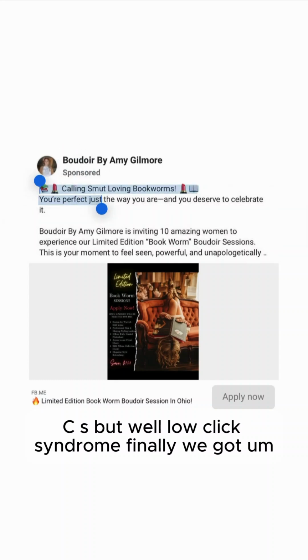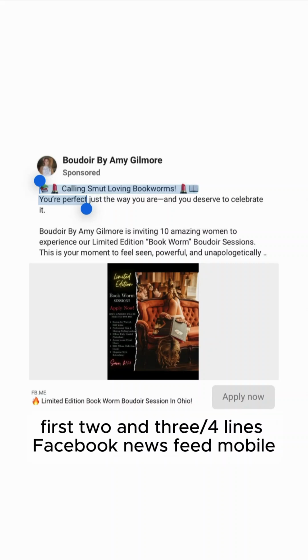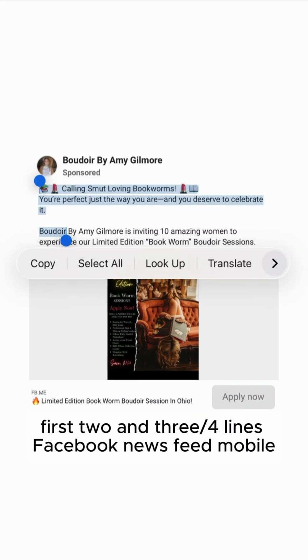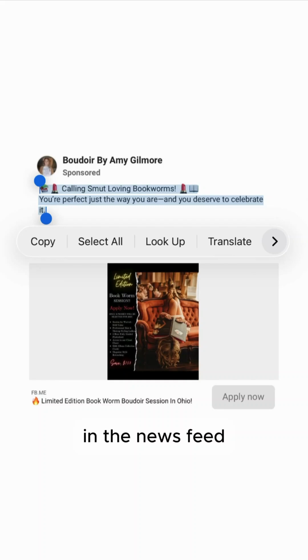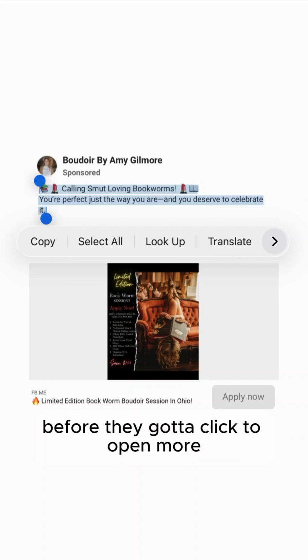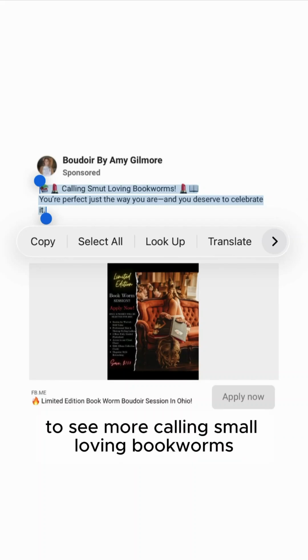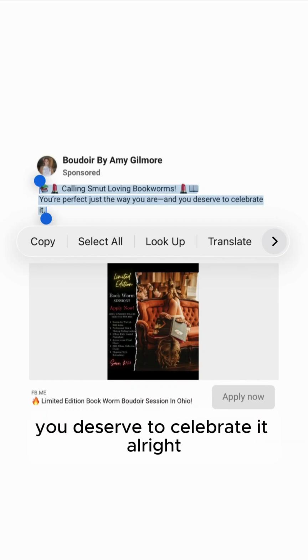Finally, we've got the see more headline up here. First 2 3/4 lines, Facebook newsfeed mobile. This is the only thing that women will actually see in the newsfeed before they click to open more to see more. "Calling small 11 bookworms. We just deserve to celebrate." All right, so small amounts of context here, but this is the lack of context mistake.